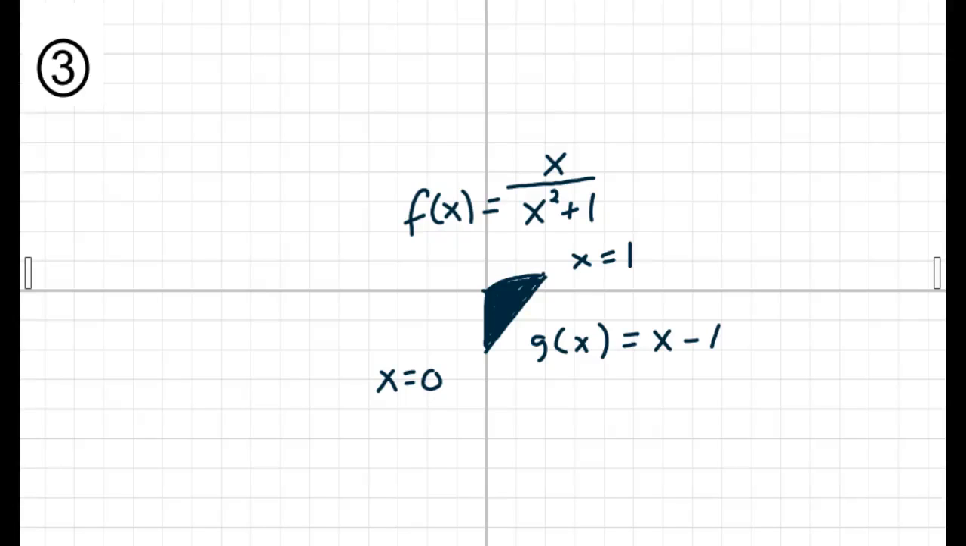Problem 3, we again graph the functions, see which one's the higher function. We find out that f of x is equal to x over x squared plus 1 is higher than g of x is equal to x minus 1. And we find out the limits of integration are from x equals 0 to x equals 1.